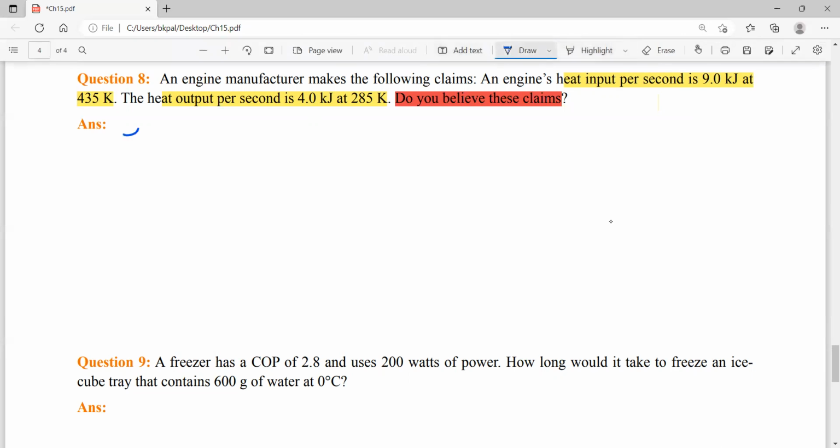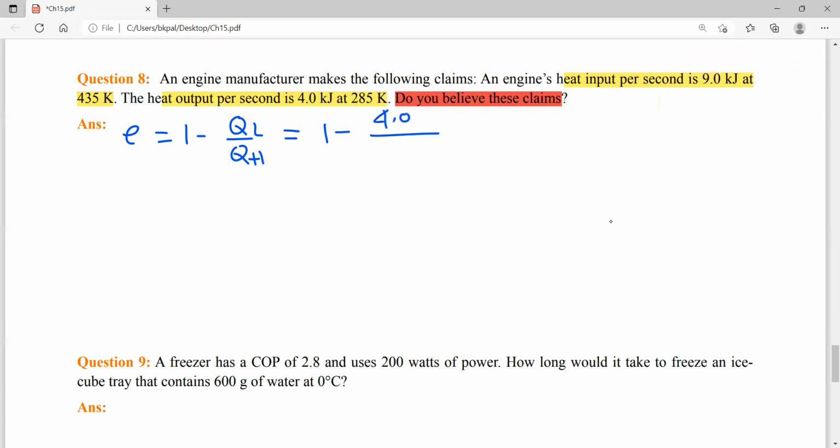The efficiency is 1 minus QL over QH. Here QL is 4 kilojoule, and heat input is 9 kilojoule. By input and output we mean the temperature and the heat in the high temperature reservoir, and the temperature and the heat in the low temperature reservoir. This gives us that the actual efficiency is equal to 0.56 or 56%.